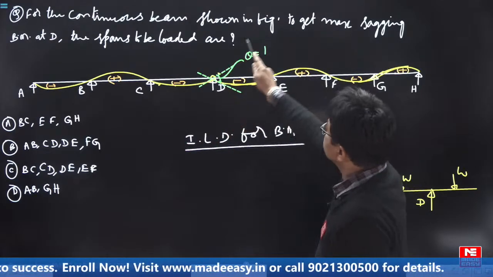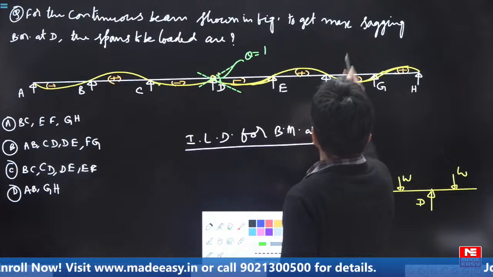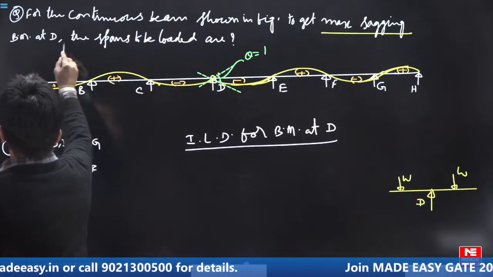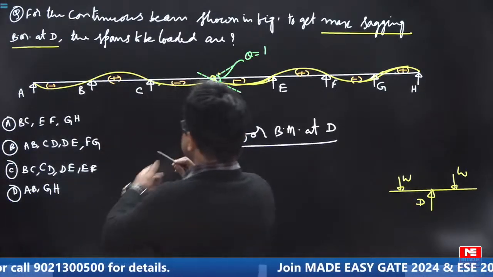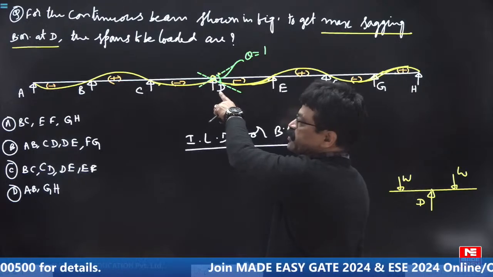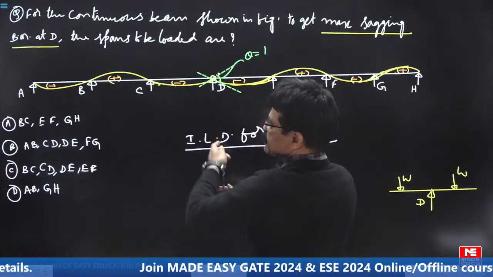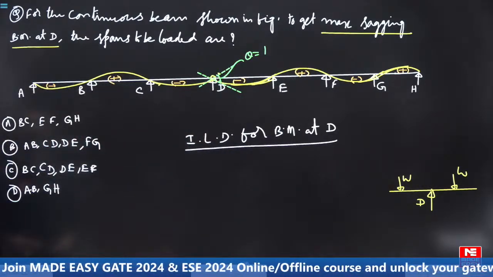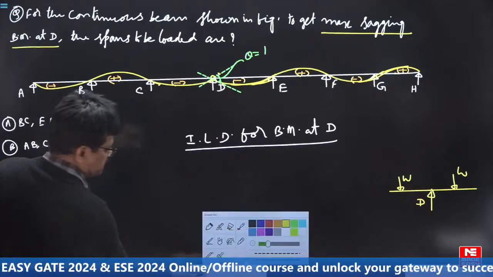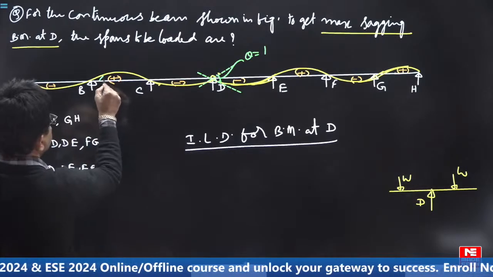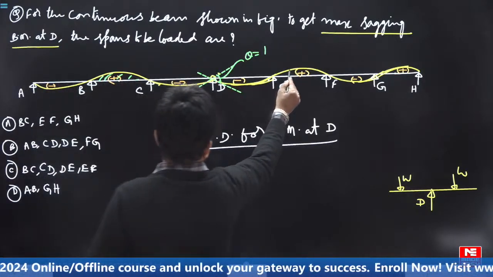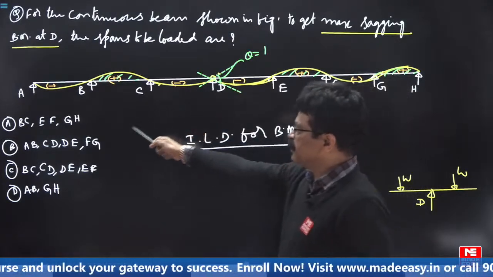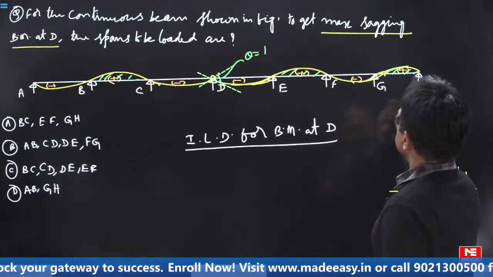If you want to get maximum sagging bending moment, then you must leave the spans adjacent to the support and load alternate spans. That means you must load for maximum sagging bending moment, positive bending moment. This is positive ILD, this is negative ILD, this is also positive ILD, positive ILD. So to get maximum sagging bending moment, BC, EF, GH you have to load it.